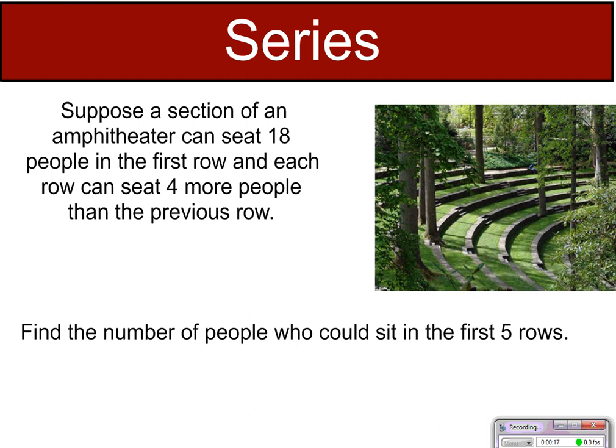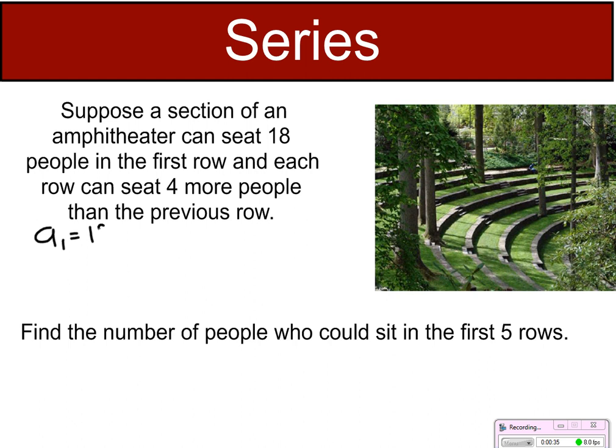Suppose a section of an amphitheater can seat 18 people in the first row, and each row can seat four more people than the previous row. Find the number of people who could sit in the first five rows. If I'm looking at this from the perspective of a sequence, A1 is going to be 18. My common difference is going to be 4.